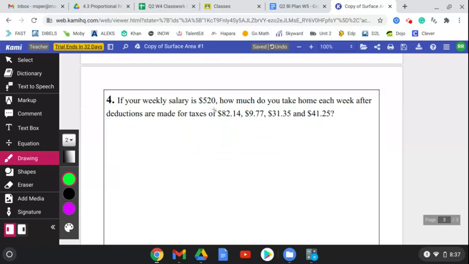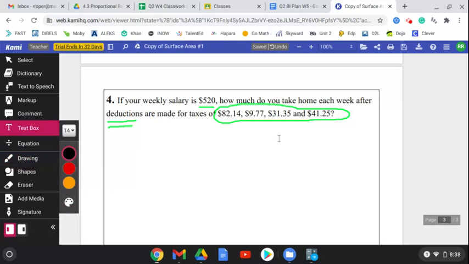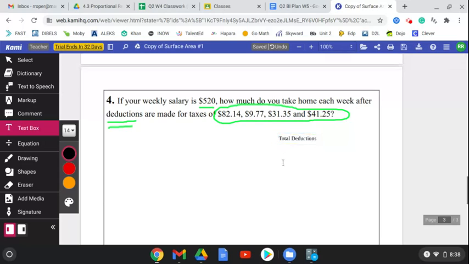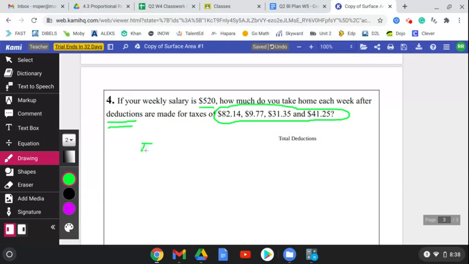All right, last one here, number 4, some operating with decimals. If your weekly salary is $520, how much do you take home each week after deductions, which means money is going out of your account, out of your salary? What I would do here is add up all of these to figure out your total deductions. Then you would take 520 minus your total deductions.